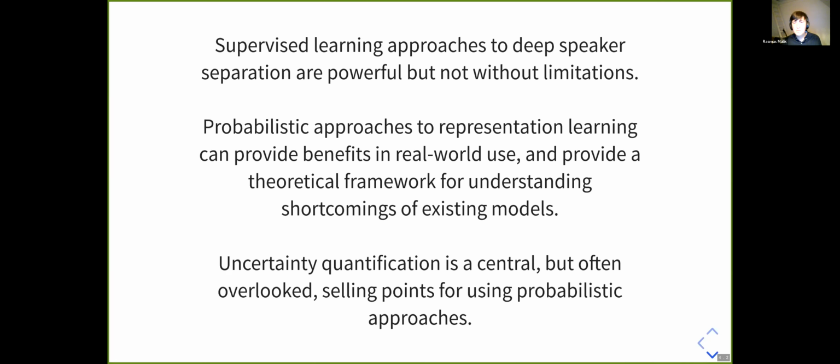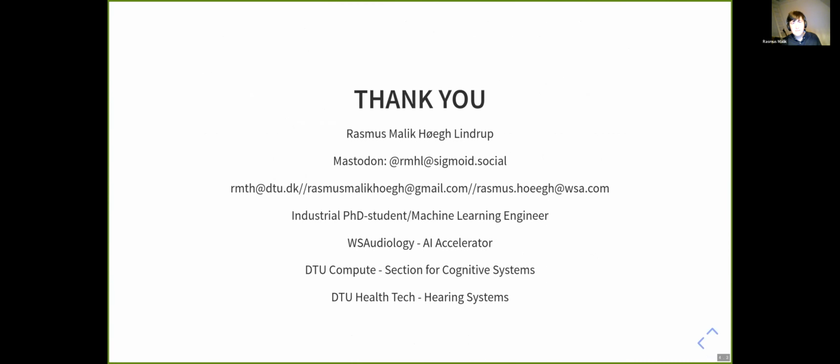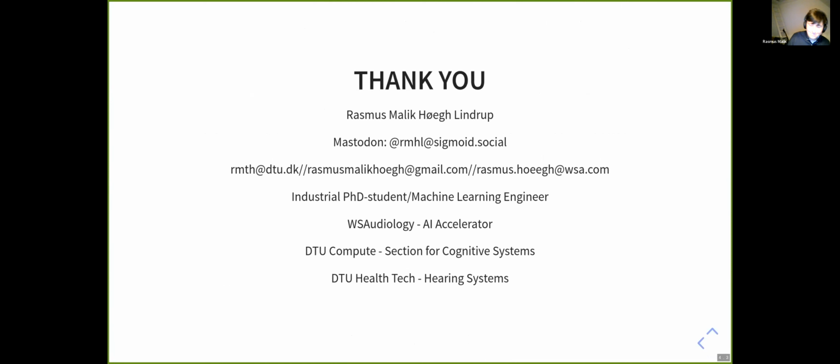And when you do this unsupervised co-training setup, you also have a way of quantifying whether your model knows what it's doing or not, which is an overlooked but key selling point for these approaches, I'd say. Yes, that's it for me.